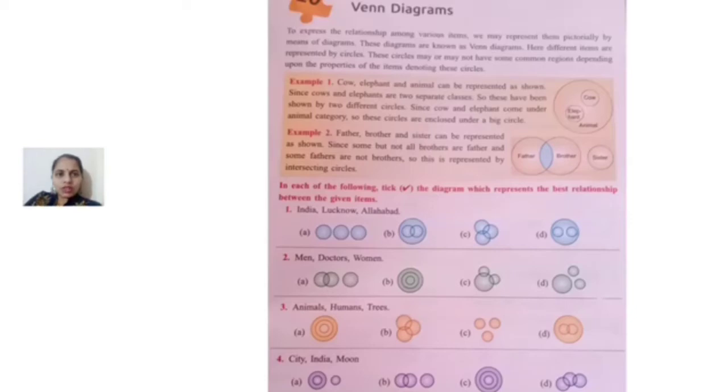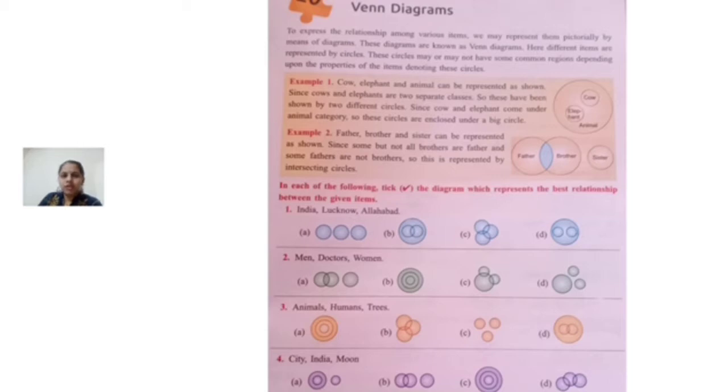We are going to learn lesson number 10, Venn diagram. To express the relation among various items, we may represent them pictorially by means of diagrams. So these diagrams are known as Venn diagrams.